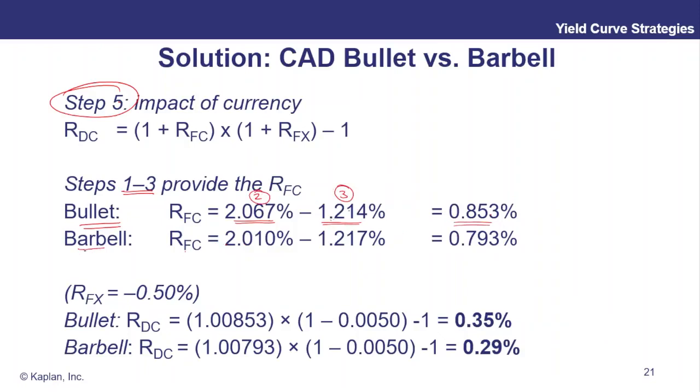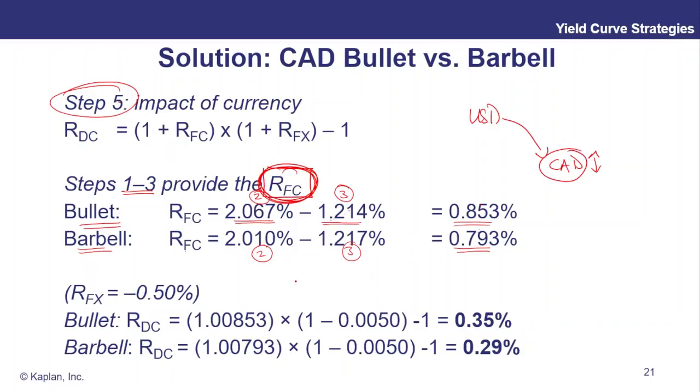For the barbell, part 2, the roll down return was 2.010 and the impact of the shift in yields was minus 1.217. And there you go, that's the return on the barbell. That actually is your return in the foreign currency. So what have we got here? We've got an American investing overseas in Canada. So really that's the return in Canadian dollars. You've actually calculated the RFC here, the return in the foreign currency.